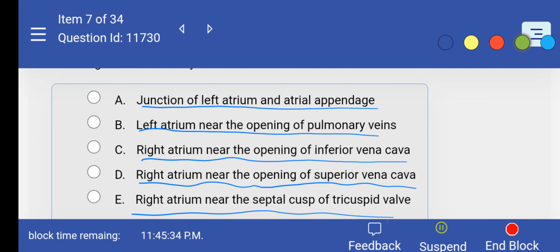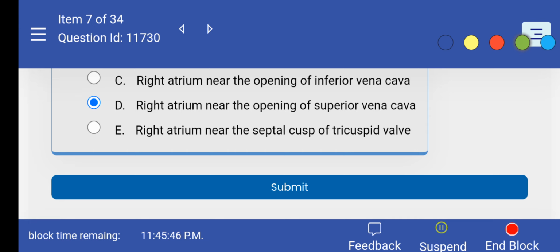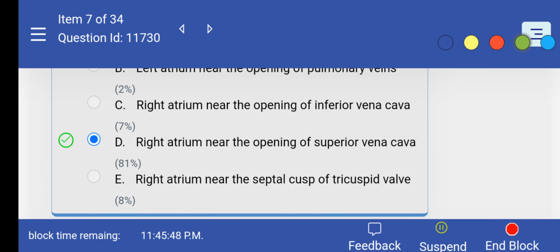So the correct answer for this question is right atrium near the opening of the superior vena cava. Simple question. You must have paused that question. So the correct answer for this question is option D. Okay, now let us see the explanation.